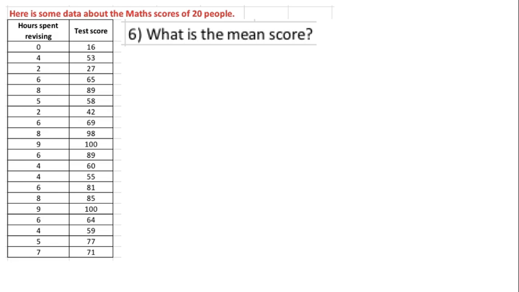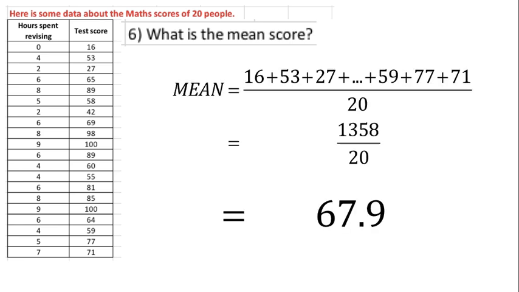Group 7, data about the math scores of 20 people. What is the mean score? So that's just adding them all up and dividing by 20 people. 67.9. So just adding these straight up.